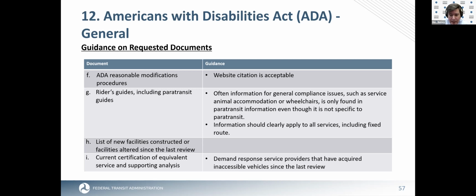Item I, so if you're a demand response operator and you've acquired inaccessible vehicles since the last review, then you have a couple of obligations. The first thing is that you need to have done an equivalent service analysis showing that people with disabilities and people without disabilities are being treated equivalently. You'd want to have that analysis handy, but then also, the year that you acquired those inaccessible vehicles, you were supposed to submit a certification of equivalent service to FTA. Both of those things are follow-ups that your reviewer is going to want to confirm. So provide those to your reviewer.